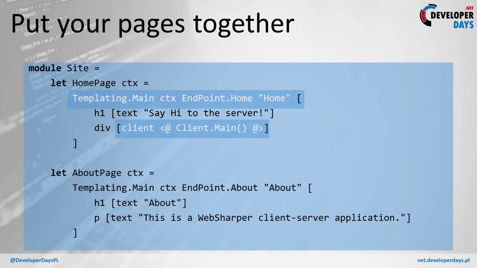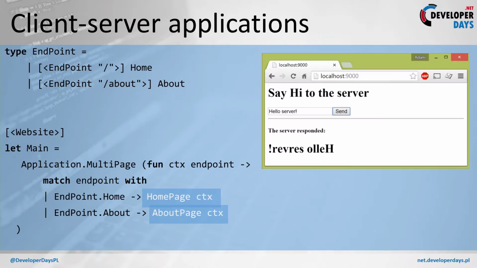So we embed it into the server-side markup, and clearly we are talking about a website here that has 2 endpoints, home and about. Then we construct a sitelet, and we say, if you request the home page, then we serve you the home page. If you request the about page, we serve you the about page.